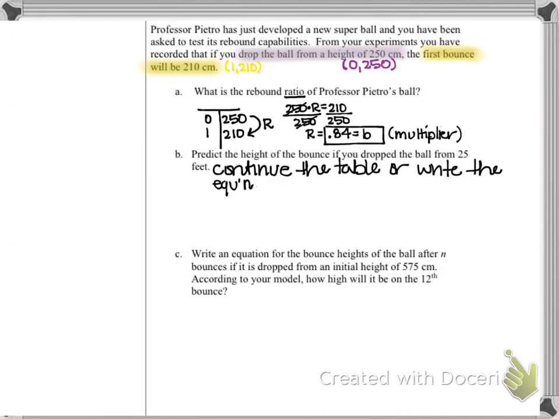So if you want to continue the table, you're welcome to. Now would be a perfect time to pause me. If you want to set up the equation, go ahead and do that. Now would be a perfect time to pause me, and then unpause when you're ready to check.